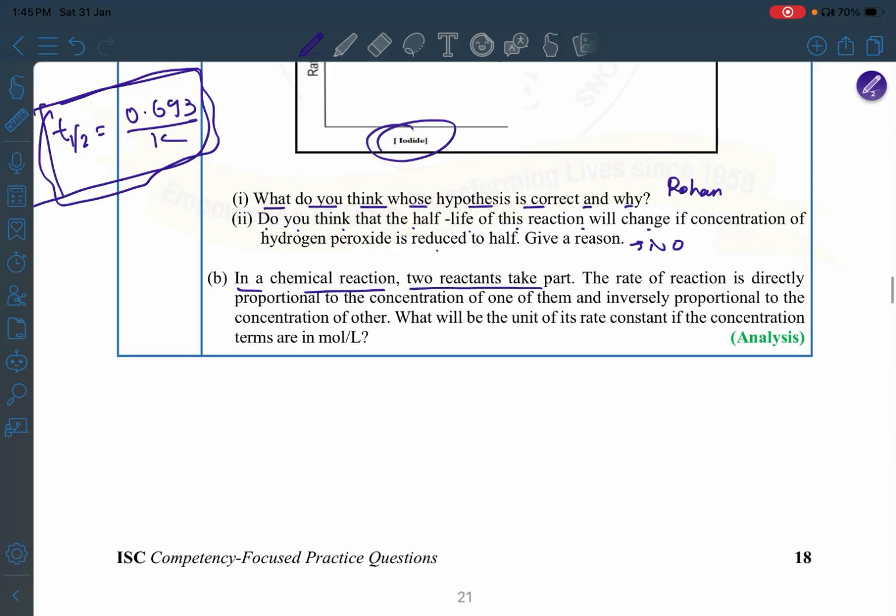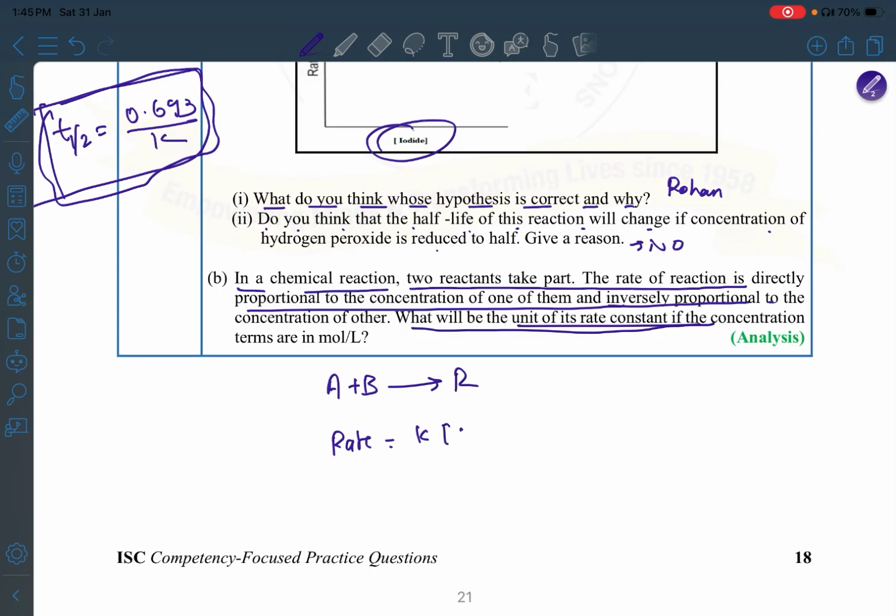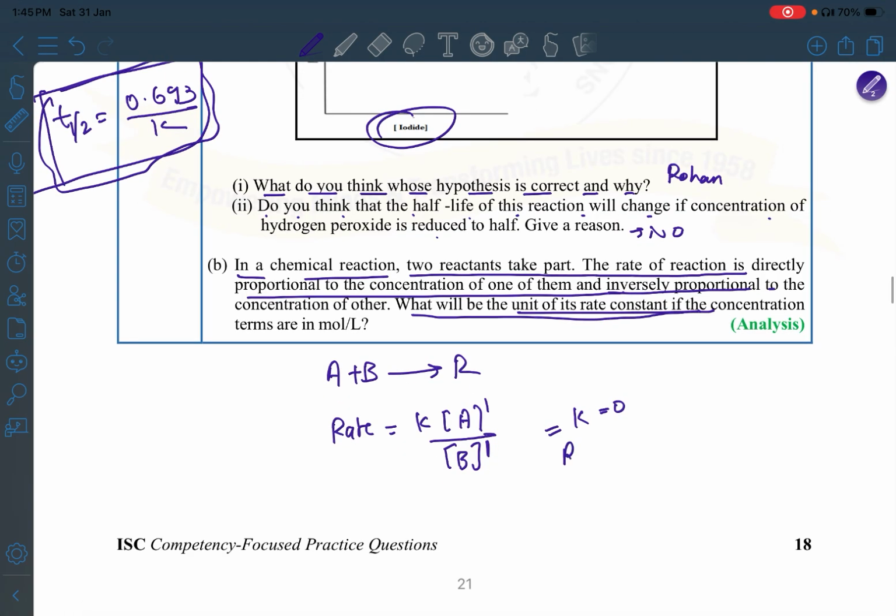In a chemical reaction, two reactants take place. The rate of reaction is directly proportional to the concentration of one of them and inversely proportional to the other. What will be the unit of rate constant? If I assume that A and B are the reactants, then rate will be equal to K, A to the power 1 and B to the power minus 1, since it is inversely proportional. So the overall order of the reaction will be 0 here.